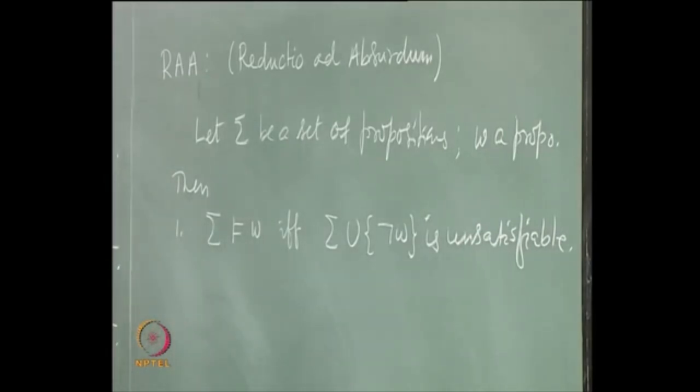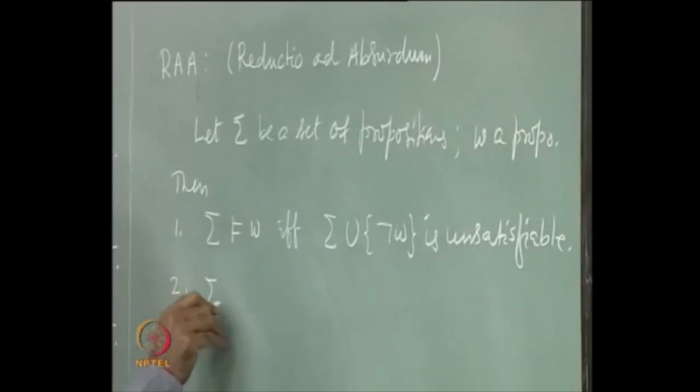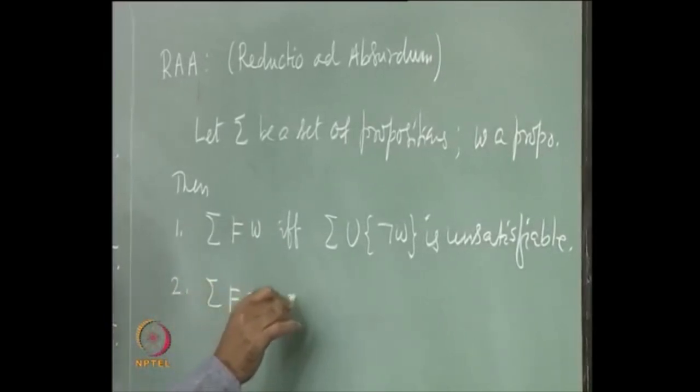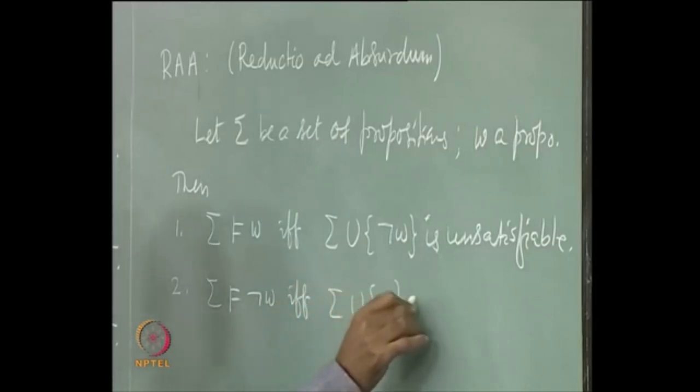It has also another form which plays with this W or not W. So, we say sigma entails not W if and only if sigma union W is unsatisfiable.